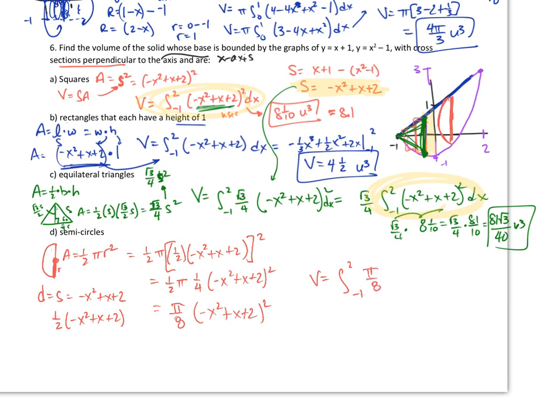You're going to get pi over 8 times the integral of negative x squared plus x plus 2 squared, put out in front, from -1 to 2, and we already know the answer. Again, it's this same answer, the 8 1/10 answer. So we end up with pi over 8 times the 81/10 from up above, so I'll get 81 pi over 80 cubic units.